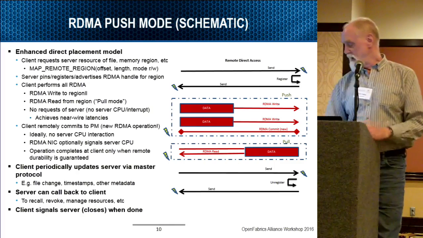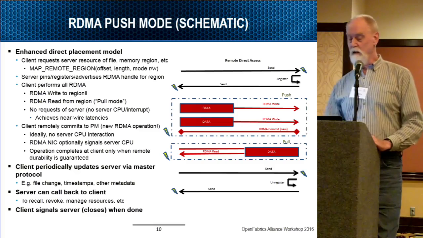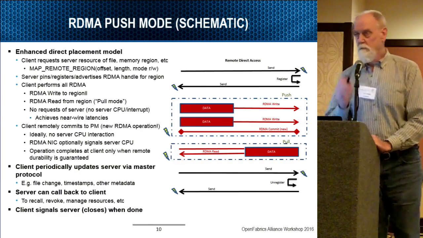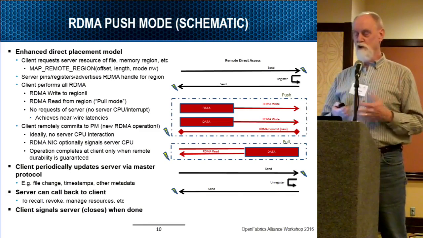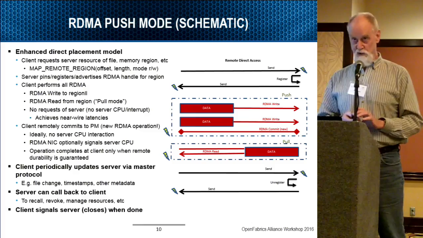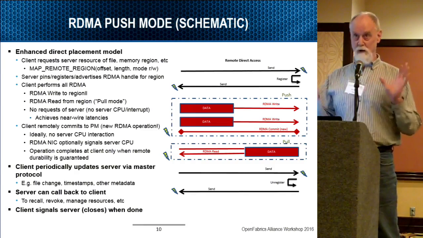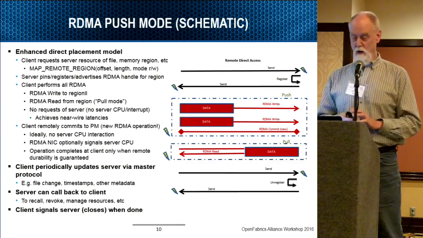And those two red boxes, or boxes with red objects in them, are the key. Instead of making a read request per operation or a write request per operation, the client will request server resources. Will basically request to map a chunk of persistent memory, be it a file, a volume, or just a raw DIMM.